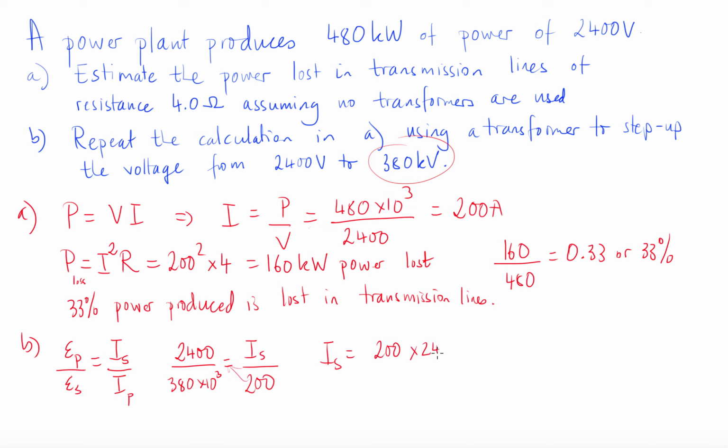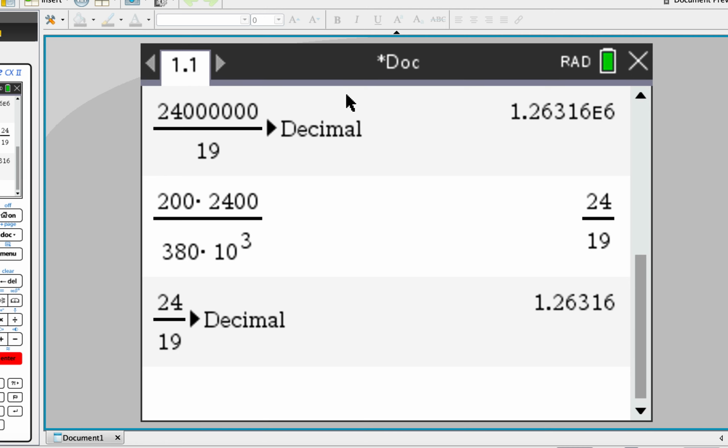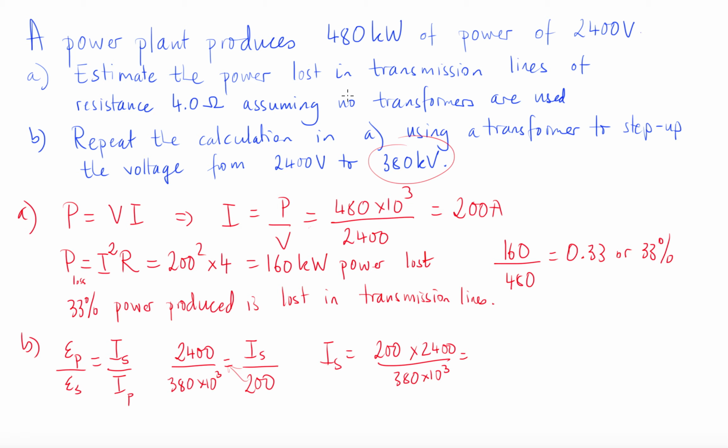200 times 240 divided by 380 times 10 to the 3. Now we have our current of 0.1263 amps. Keep more sig figs than we need.